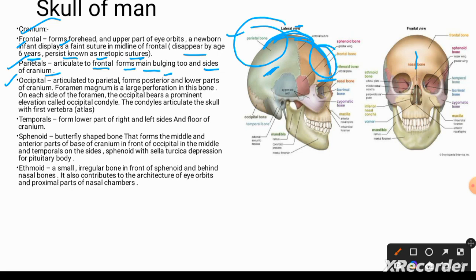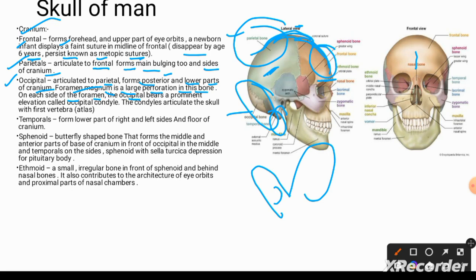Third one is the occipital bone. It articulates with the parietal bone, meaning it forms a joint with the parietal bone, and forms the posterior, meaning end part, of the cranium and the lower part of the cranium. The foramen magnum is a large perforation, or gap, in this bone. On each side of the foramen, the occipital condyles are present, which are prominent elevations. The condyles articulate the skull with the first vertebra, that is the atlas.